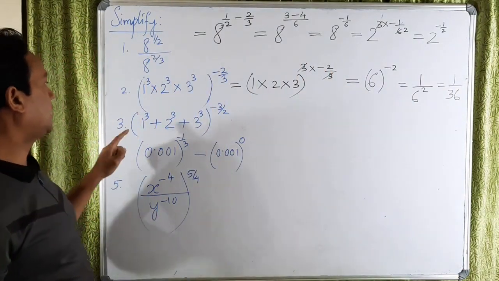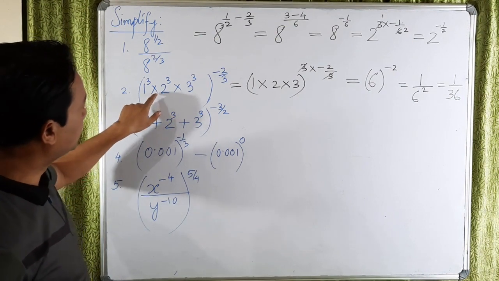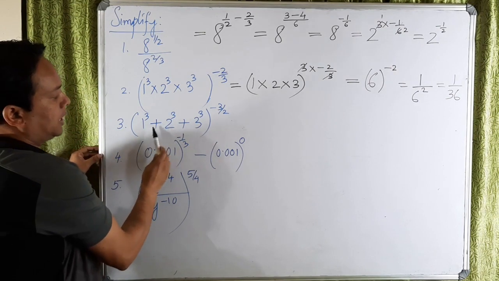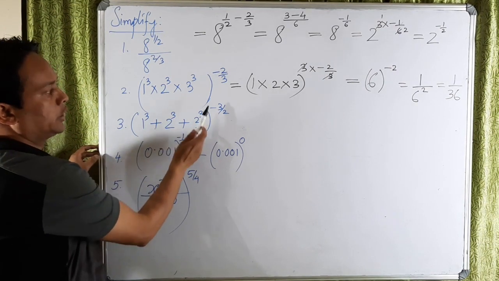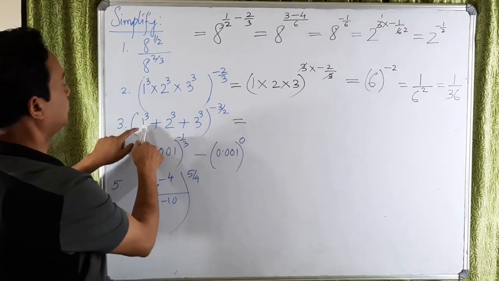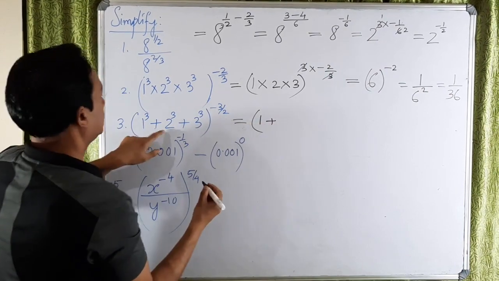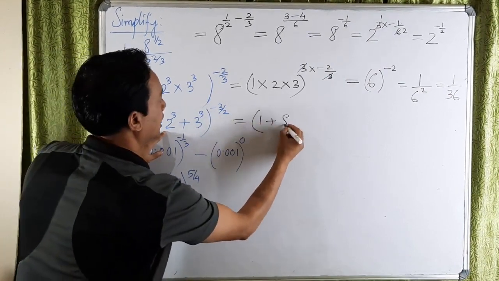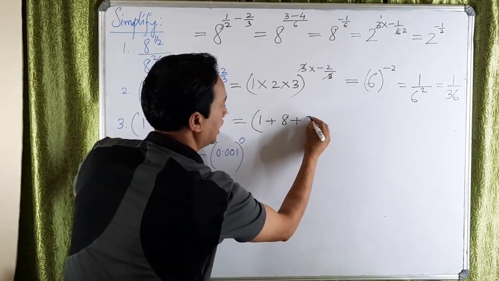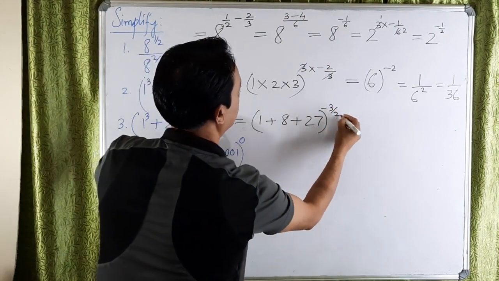Now if you look at the next question, this one and this one, they look similar, but there is a difference. See, this is multiplication, but here it's plus. So when you have plus or minus in the middle, you cannot do it this way. What you have to do is remove the power here only. So here 1 cube, 1 into 1 is 1 only. 2 cube, 2 into 2 into 2 will be 8, plus 3 cube, 3 into 3 into 3, 3 threes are 9, 3 nines are 27, to the power minus 3 by 2.